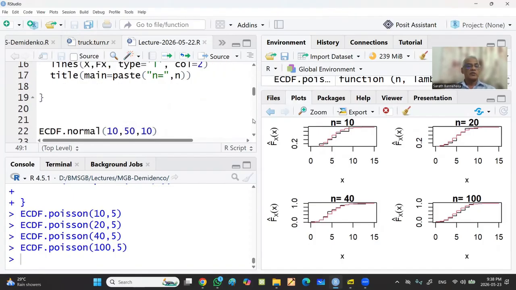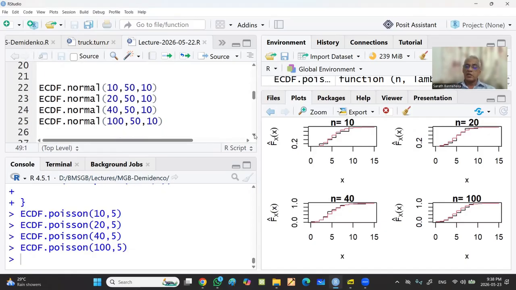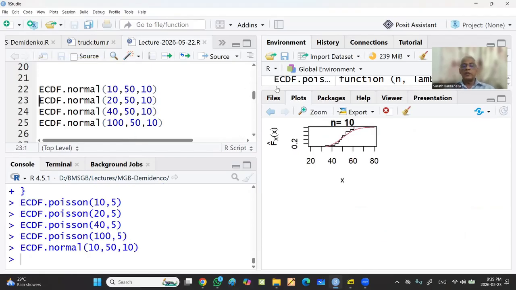I have written a function to draw the empirical cumulative distribution function when you have n observations, and on top of that the theoretical CDF. So let's consider a situation where your sample size is 10, and data are coming from a normal distribution with mean 50 and standard deviation 10. I'm going to look at the empirical cumulative distribution function and the theoretical CDF in that situation, and then I'm going to increase my sample size to 20. I'm going to do the same thing with sample size 40, and the same thing with sample size 100.